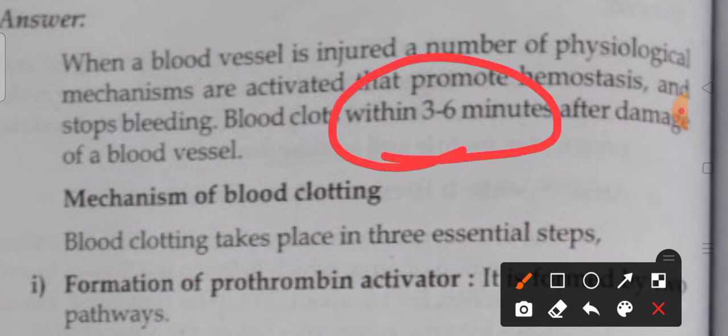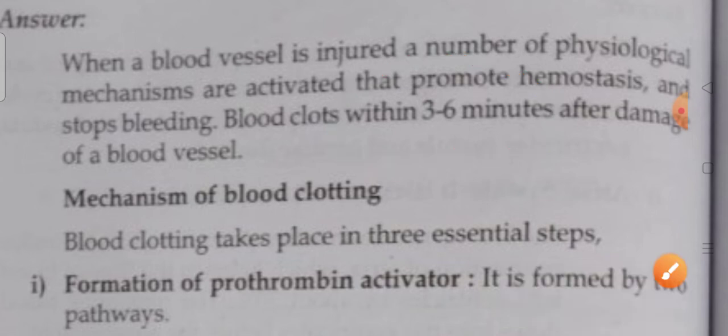When we get an injury to our blood vessels, automatically a number of physiological mechanisms are activated. They promote hemostasis and stop the bleeding automatically. After these mechanisms finish, it maintains hemostasis, nothing but equilibrium. So automatically it will stop the bleeding. After damage, the blood clots in 3 to 6 minutes. Next, the mechanism of blood clotting.